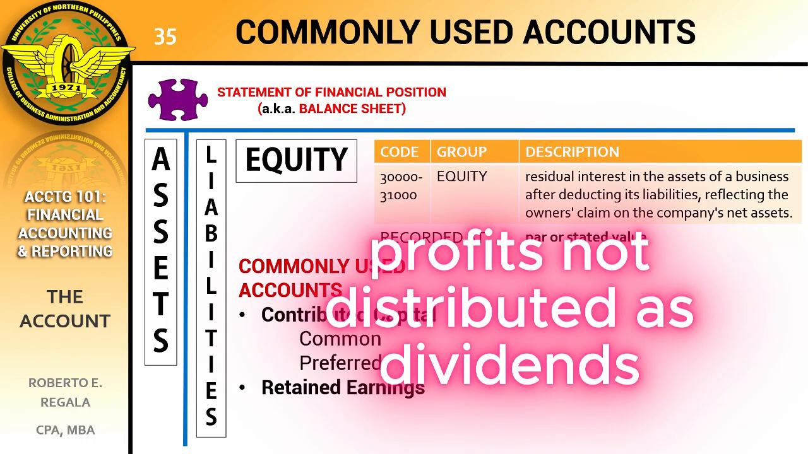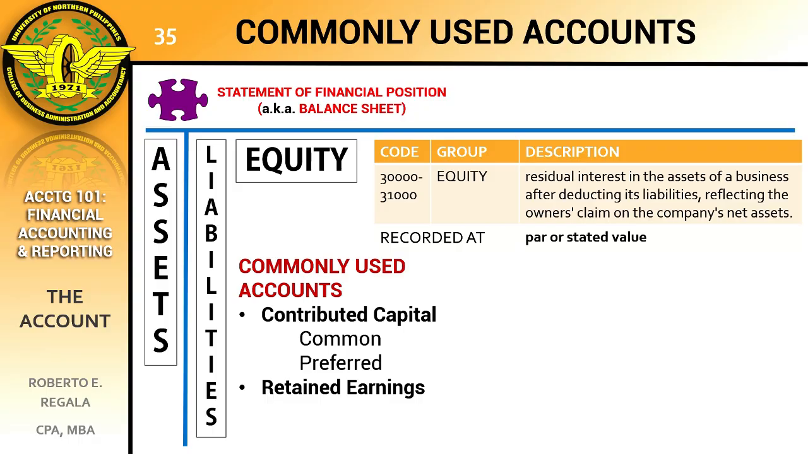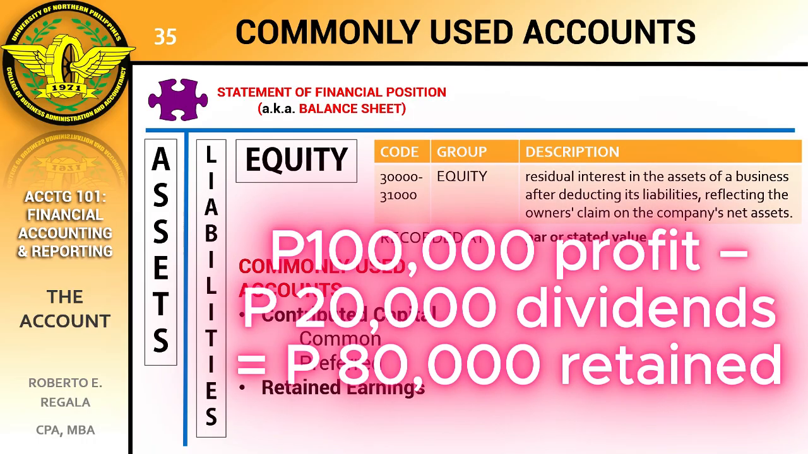Retained earnings. These are the profits a company has made and kept instead of distributing them as dividends. This money is used for reinvestment or to cover future losses. For example, if a company makes 100,000 pesos profit and gives out 20,000 pesos in dividends, the remaining 80,000 pesos goes into retained earnings.